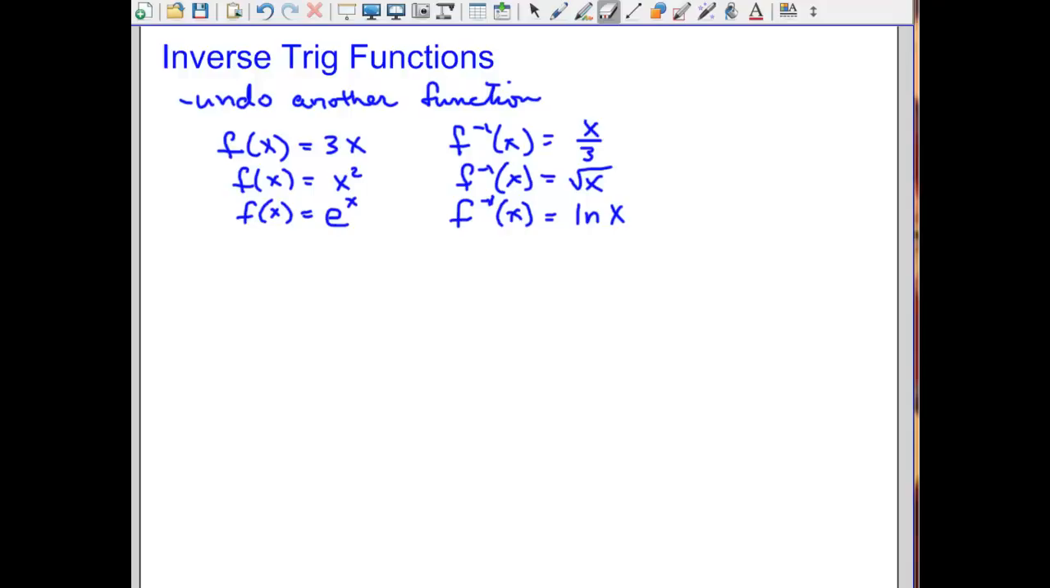Inverse functions undo another function. So I've shown here a few simple functions. A linear function here, f of x equals 3x. If we want to undo multiplying by 3, we divide by 3, so this would be our inverse function. If we're squaring, we square root, and we learned in our chapter on exponentials and logarithms, to undo an exponential function, we take the log of that base.